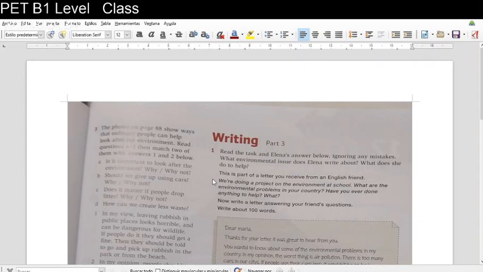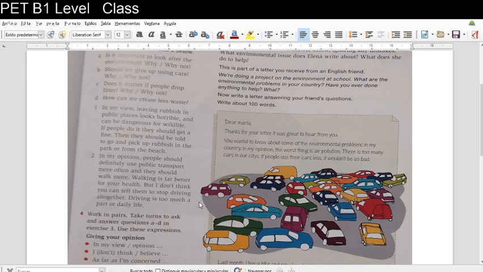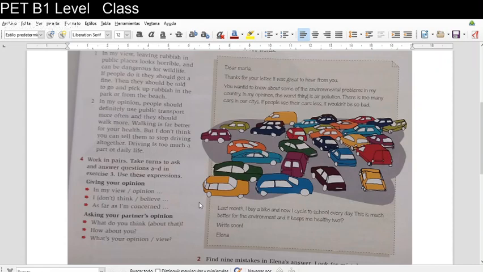This is the task you have in the email, in your writing. This information is what has to appear: what are the environmental problems in your country, and have you ever done anything to help them? We need all the vocabulary regarding environmental problems, environmental issues, and what we can do to protect the environment. Have a look at the writing and let's go underlining the mistakes you can notice in the letter. I'm going to start reading aloud, and at the same time, let's underline the kind of mistakes you can see.